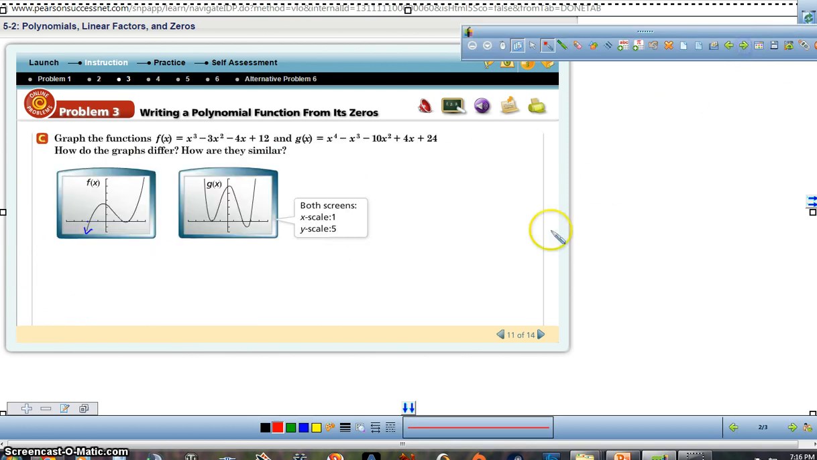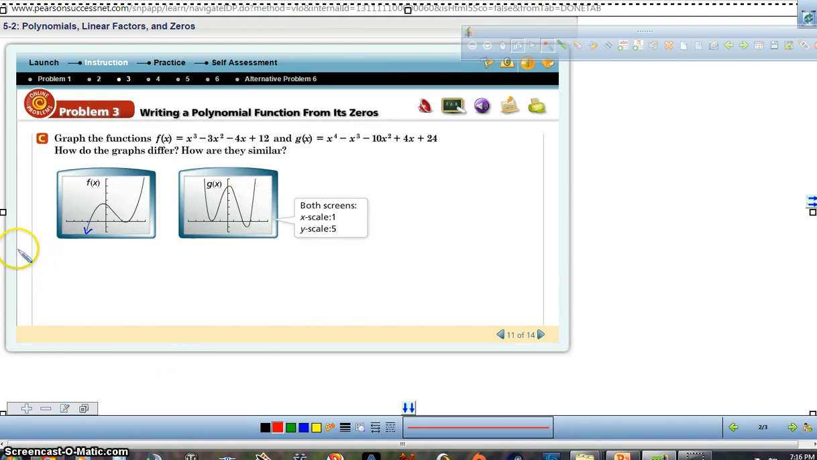Let's look at another example here. What I would like for you to do is look at these graphs that were graphed on a calculator. f of x is the cubic function because it's a 3. So this is my f of x, and g of x is x to the 4th, and here's what it looks like. What we want to do is compare these graphs.